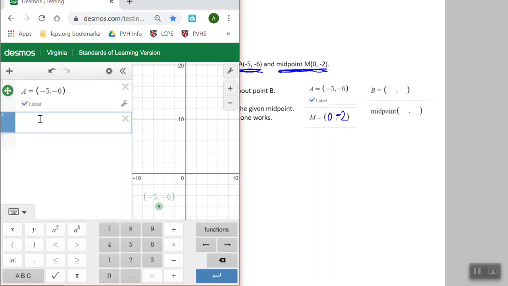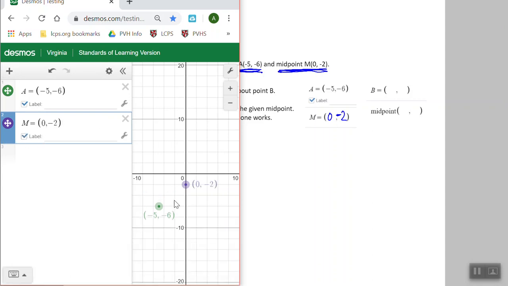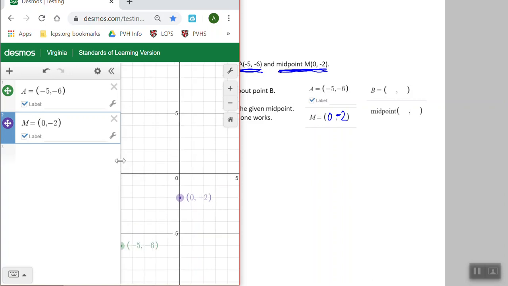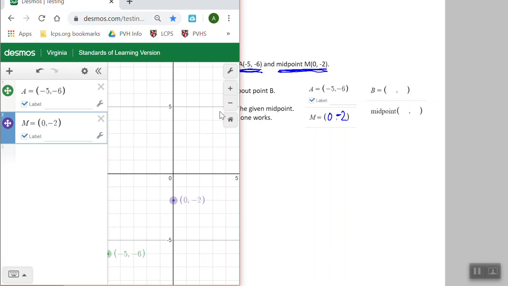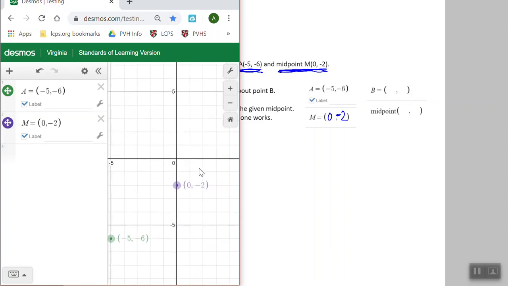In the next cell, I type M equals 0, -2. And again, I click to label it. Now I see in my graph where the endpoint and the midpoint are. It might be helpful to zoom in, because it looks like it's at a halfway point, but it's really not. So I can click the plus key to zoom in a little bit, and I can scoot this over so I can see more of the graph.